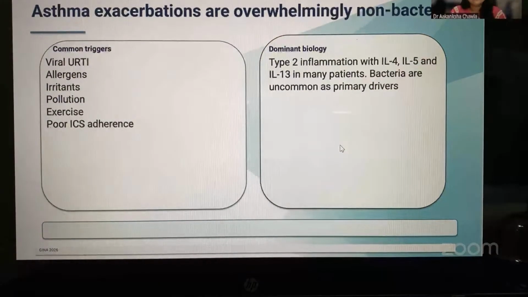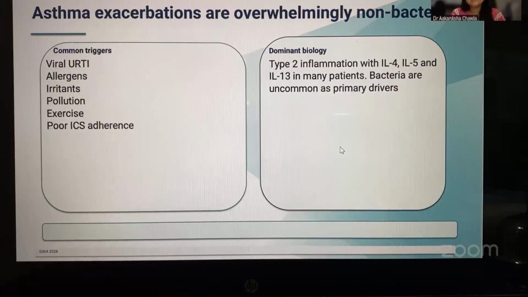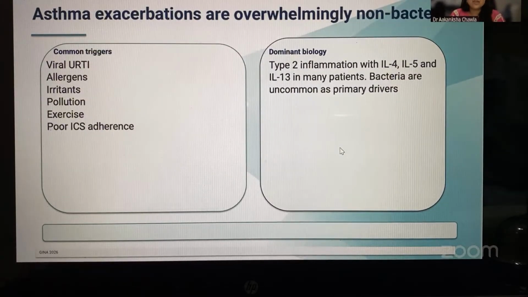Then for asthma exacerbations, like I said, they are not always bacterial. The exacerbation can be because of a viral trigger, allergen, irritant, or pollution. It can even be exercise induced. Or altogether, the patient has poor adherence to the inhaled corticosteroid. Because the dominant biology in asthma is type 2 inflammation. So I'm not saying that there cannot be bacterial exacerbations. There can be, but then you have to really look at the patient, take the history, clinically examine and correlate, and then see whether you are really dealing with a bacterial exacerbation or not.